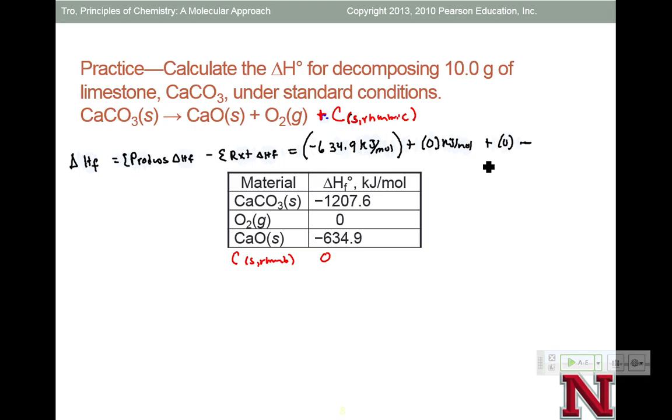Minus, and I like to put this in brackets when I have multiple terms in my reactant. So again, I keep that negative term throughout. I'm not just multiplying it by the first term, I'm multiplying it by everything in my reactants. I only have CaCO3, so it's not as necessary here, but it's really easy to make a mistake. This is really simple addition and subtraction. It's easy to make a mistake with the sign, so we want to watch out for that. So negative 1207.6. And we don't have any other term, so we don't have to worry about that.